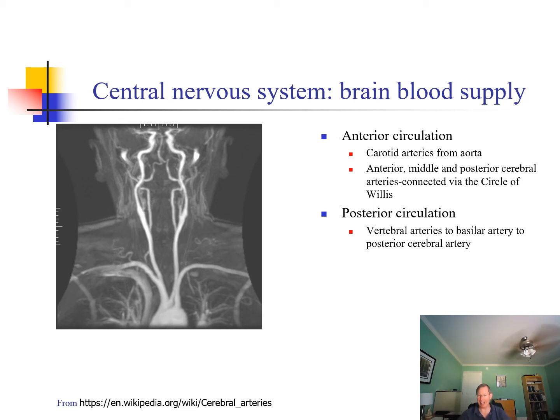There is a connection that exists between this anterior or front section of blood flow and the back or posterior circulation. It's called the circle of Willis, and it allows for collateral circulation. But you want your brain to get lots of blood, because without that, you die.